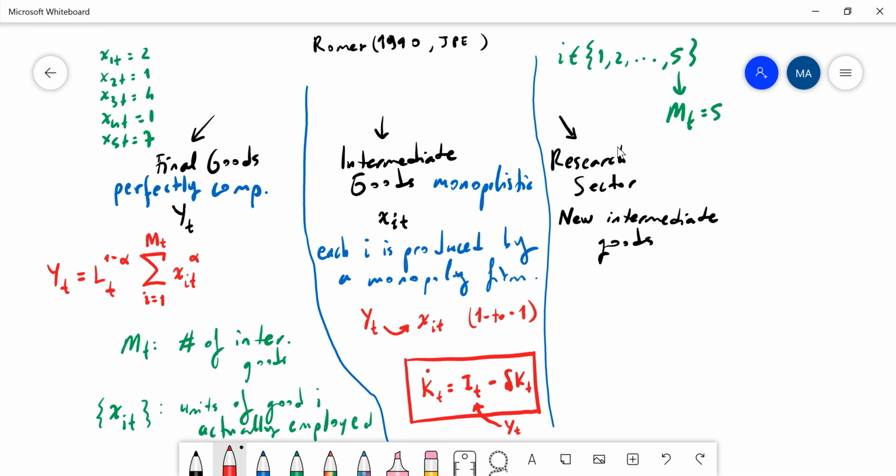So this particular one-to-one production technology, of course, implies that if the price of this is equal to P, then the marginal cost of producing each machine is also equal to P, right? So there's one-to-one correspondence. Now, finally, we have the research sector, and the research sector is assumed to be competitive as well.